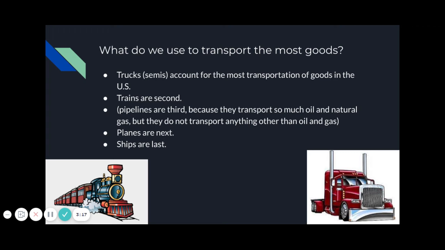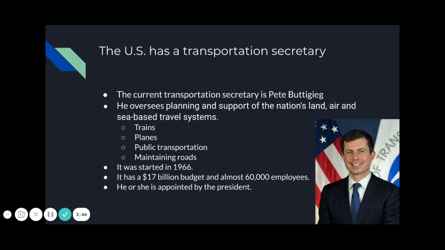Trains we also use. Sometimes we use a combination. Pipelines are third because they transport a lot of oil and natural gas, but they don't transport anything other. You can't put a bushel of apples in a pipeline. It doesn't work like that. It's not like the bank, where you can send the carrier up the tube. It's not like that. Pipelines are only for oil and natural gas. We also use a lot of cargo planes and cargo ships. The big one though is trucks and semis.